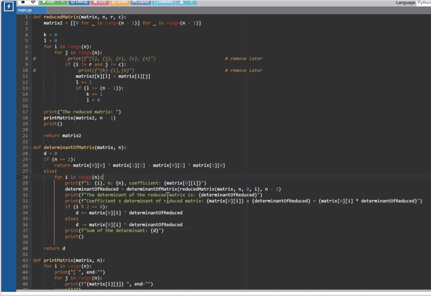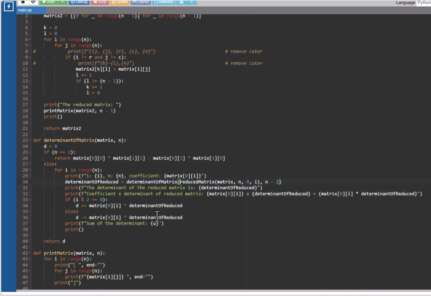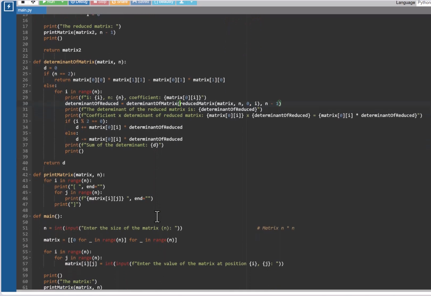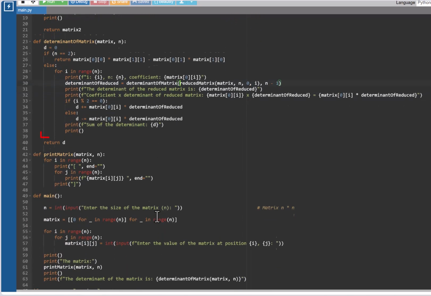This process of finding a reduced matrix is done until the final reduced matrix is a 2x2, by recursively calling the determinant of matrix function with the reduced matrix. After every coefficient multiplied with the determinant of the matrix is added and returned for every recursive call, the determinant value is returned and outputted.